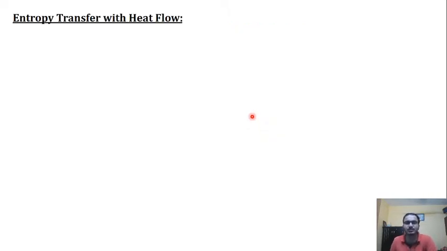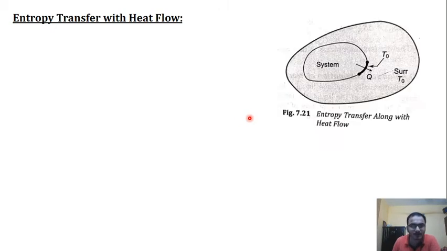So now let's begin with our new topic for today, that is entropy transfer with heat flow. Here, first of all, we will focus on this system. This is the system and the outer layer is the surrounding. The surrounding is at temperature T0, and as you can see, at this location heat is transferring from the system to the surrounding with a quantity Q.